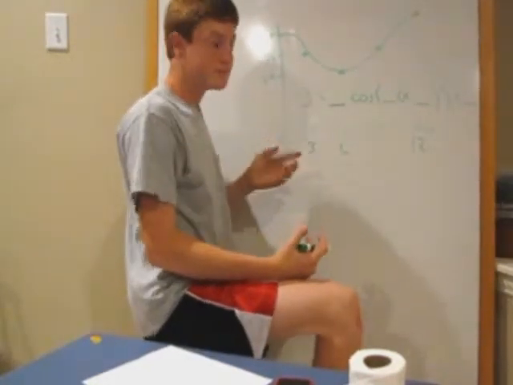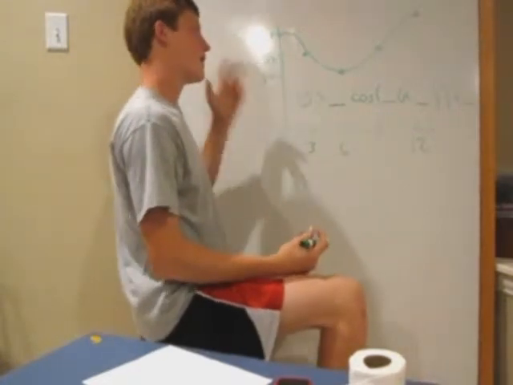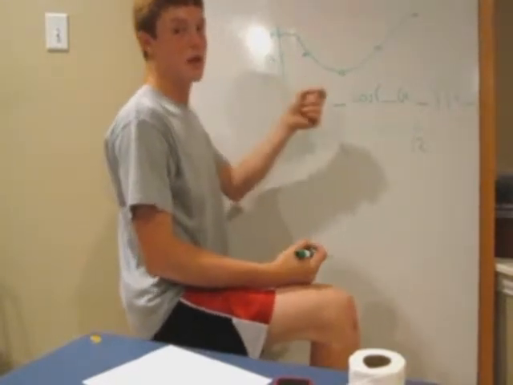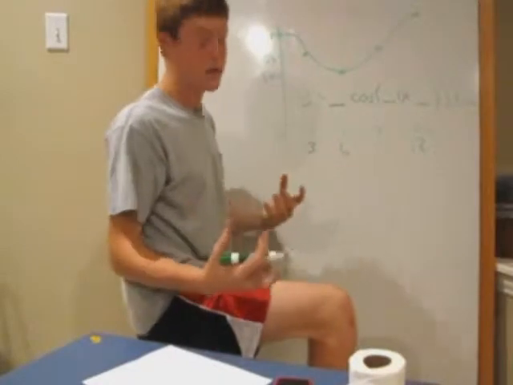What's our a value? Our a value is going to be 25 because the difference between the high point and the median, or the low point and the median, is 25.